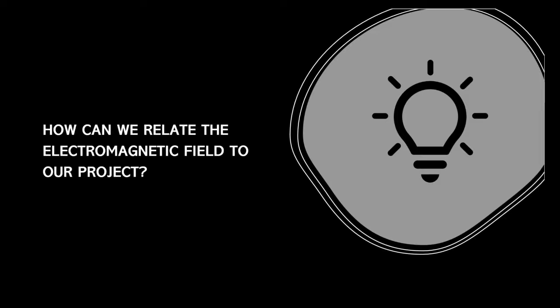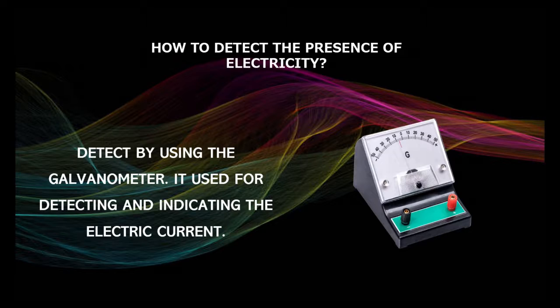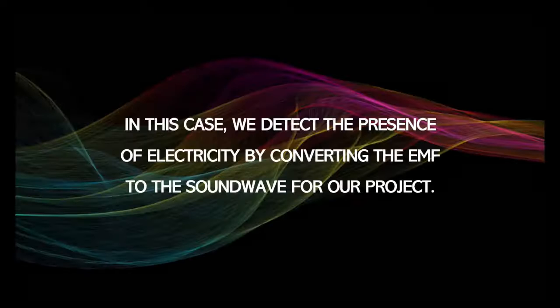So, how can we relate the electromagnetic field with our project? In this case, we are trying to detect the presence of electricity to improve the detection of EMF, especially in our electronic devices and electrical wiring. Then, how can we detect the presence of electricity? One of the examples is by using the galvanometer. Galvanometer is used for detecting and indicating the electric current. However, in this case, we detect the presence of electricity by converting the EMF to sound wave for our project.